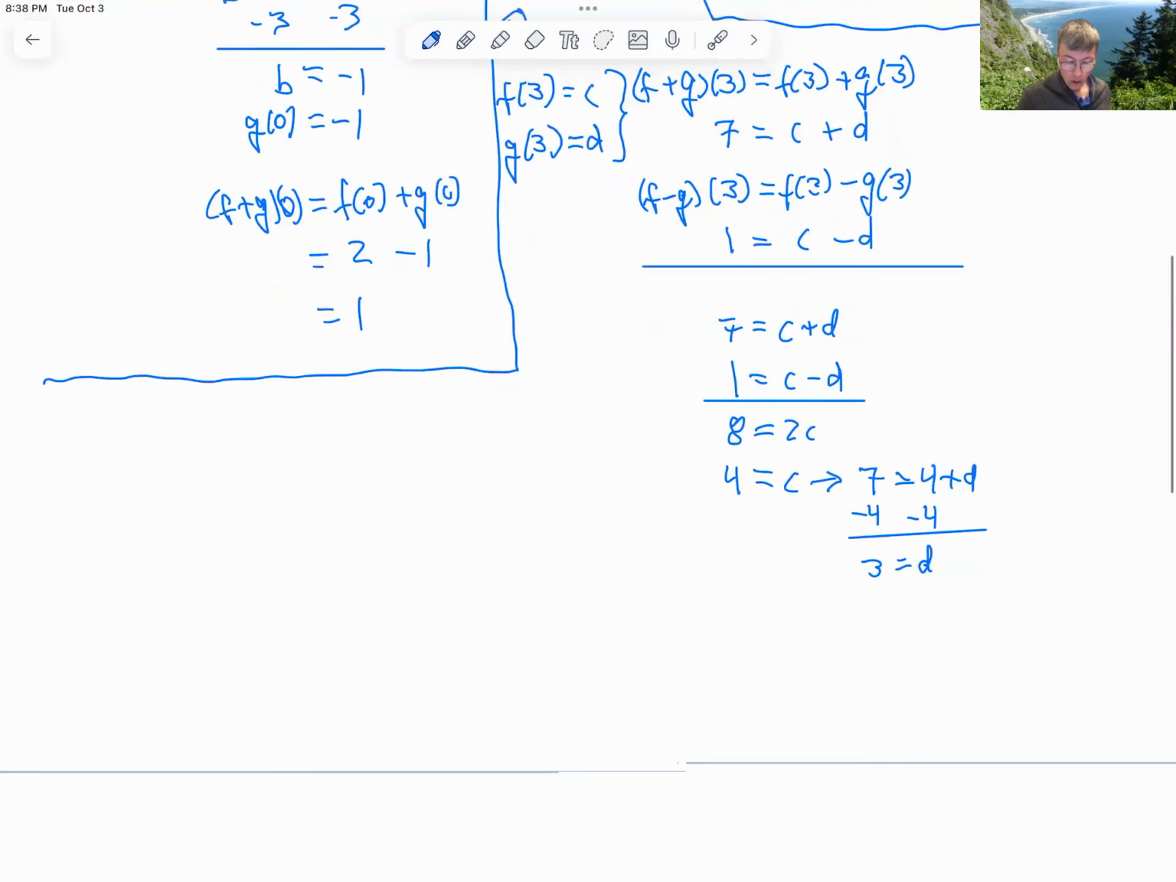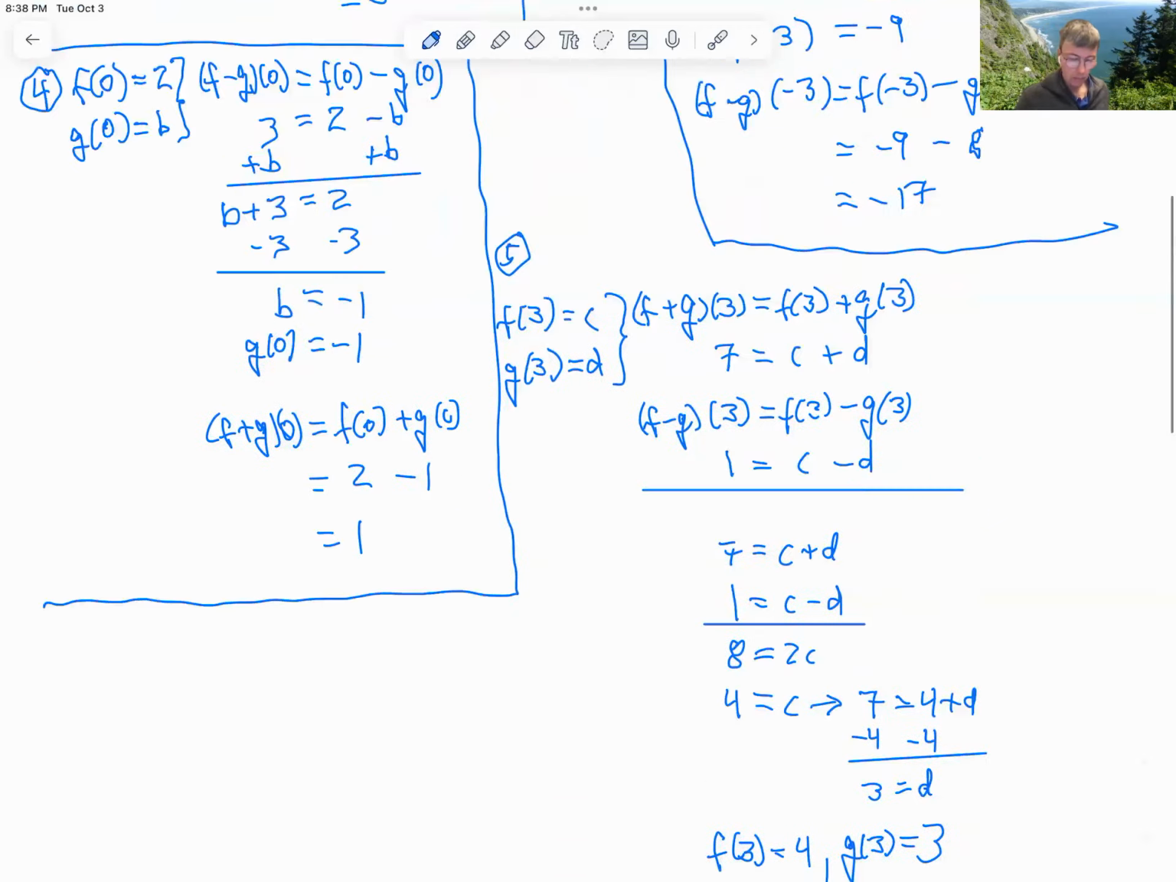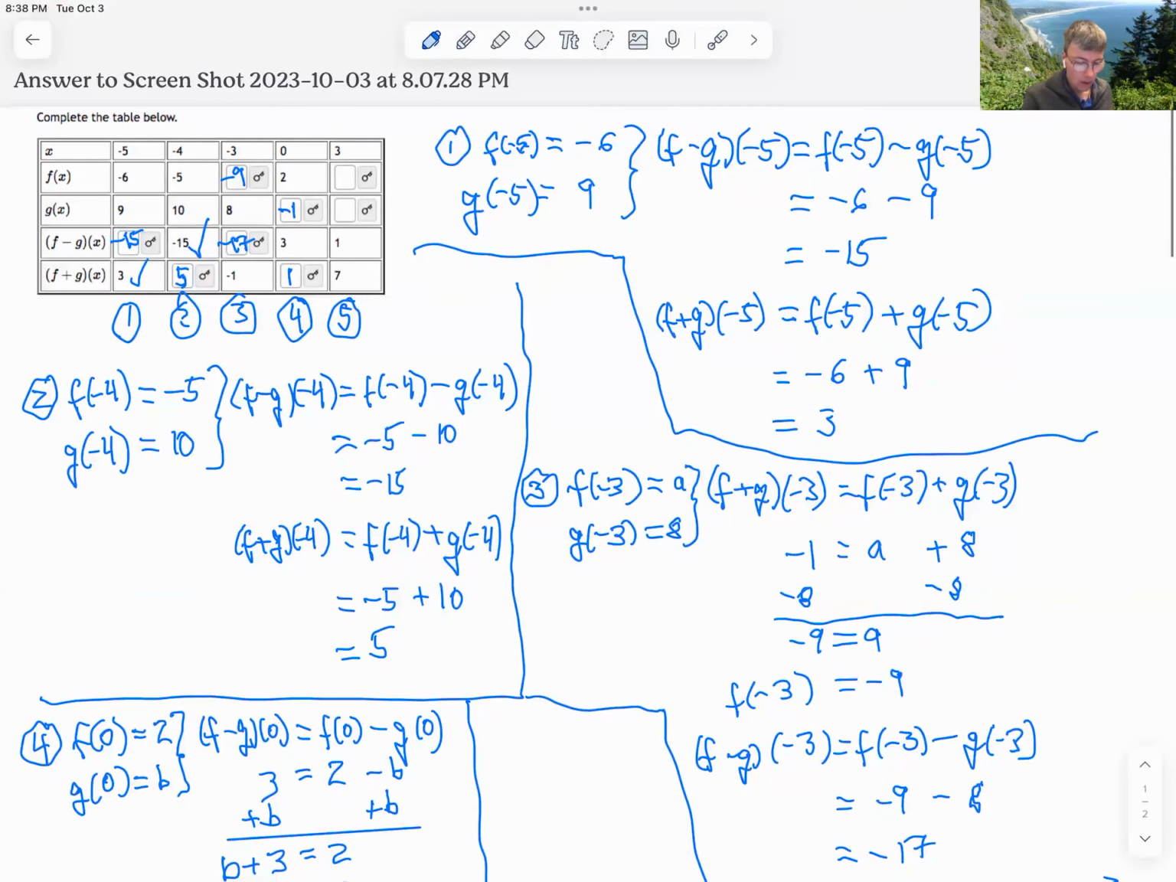So then we know, since f of 3 was C, so f of 3 equals 4. And we know that g of 3 equals 3. So we can then plug our answers up here, 4 and 3.